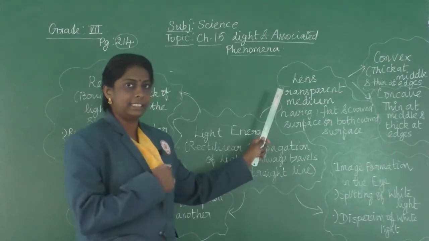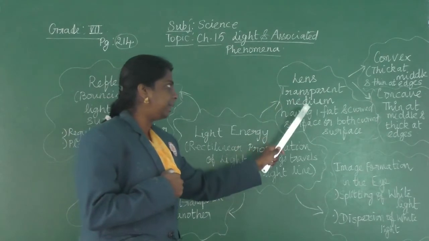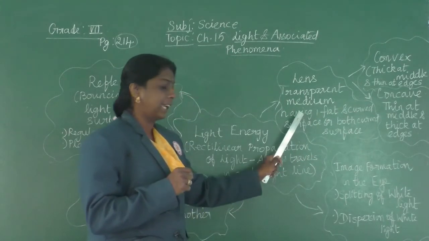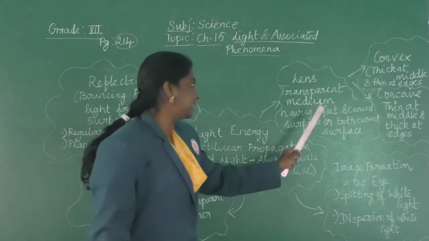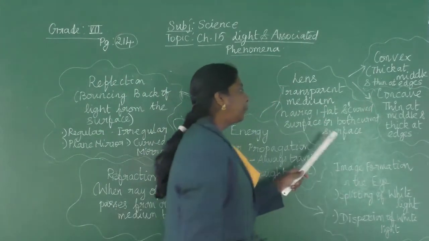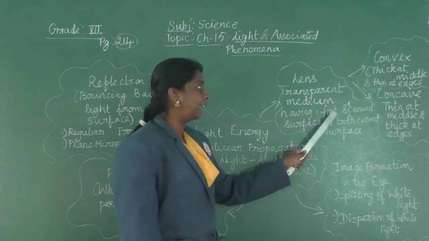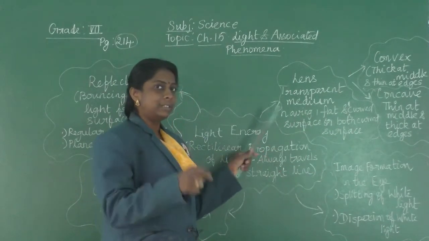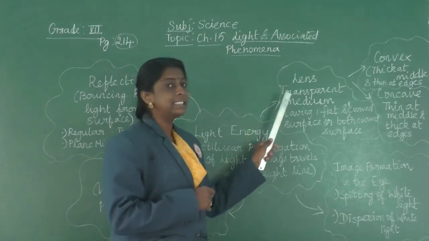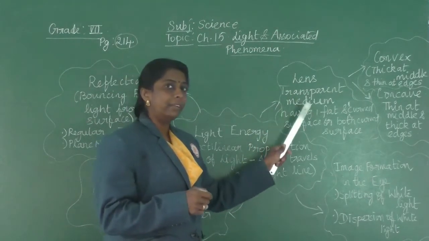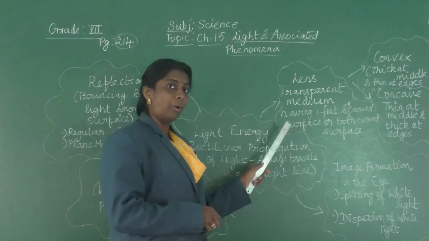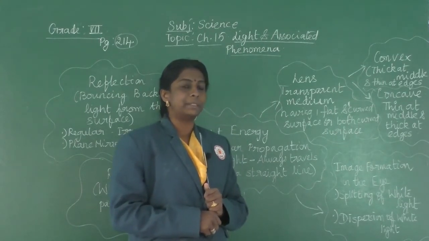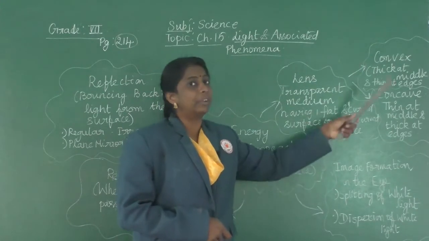We are going to learn about lens. What do you mean by lens? A transparent medium having one flat and one curved surface, or both curved surfaces. Here, lens is nothing but a transparent medium having one flat and one curved surface or both curved surfaces. Again, this lens is further classified into two types, that is convex lens and concave lens.